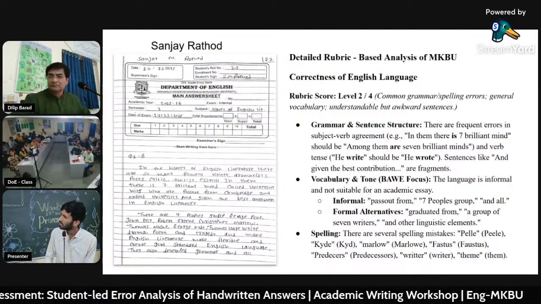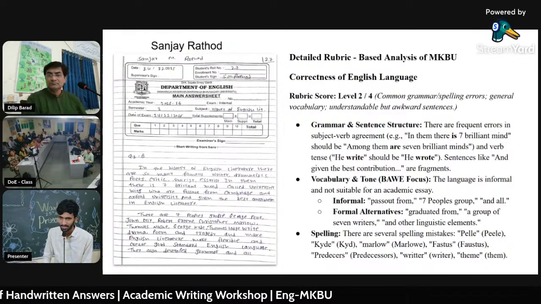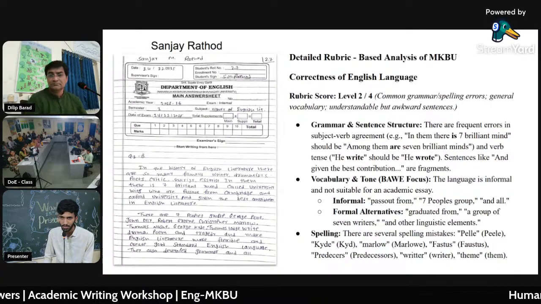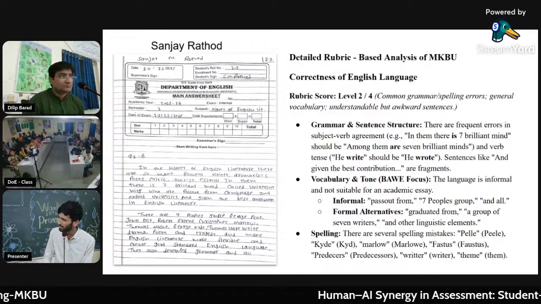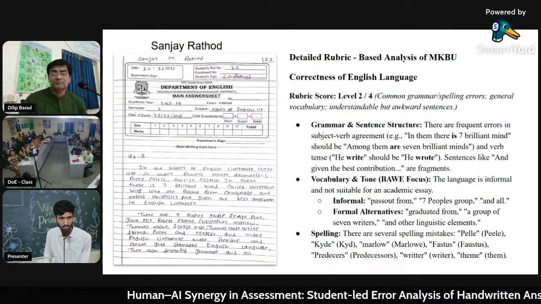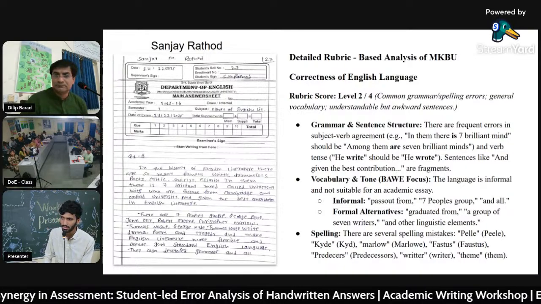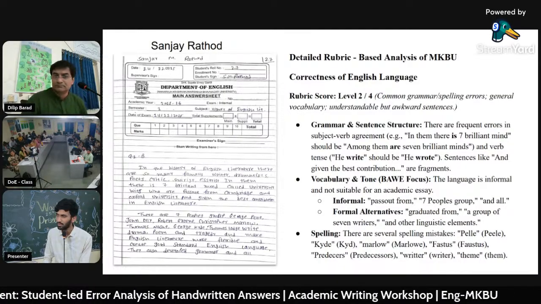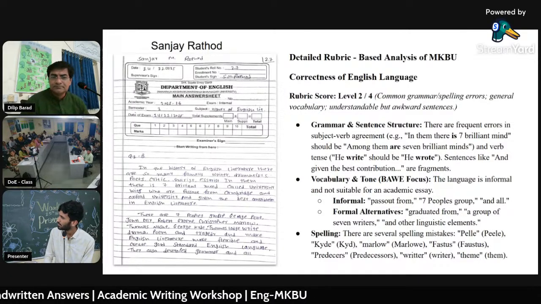Here is the paper of Sanjay Rathod. According to the rubrics of MKBU analysis of the papers, there were many grammar and sentence mistakes, and vocabulary and tone were not correct. These are the basic things that we should consider in writing our exams. And here is his answer.